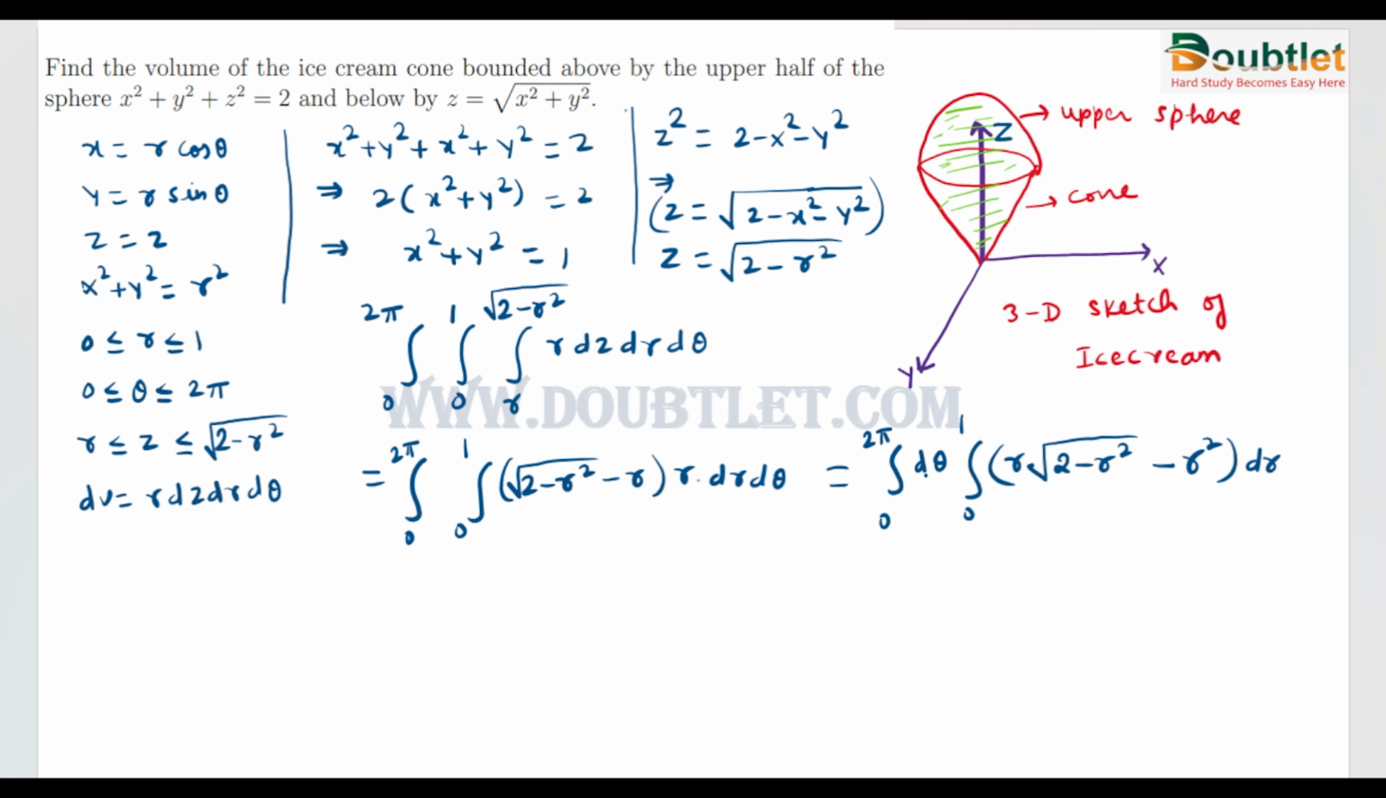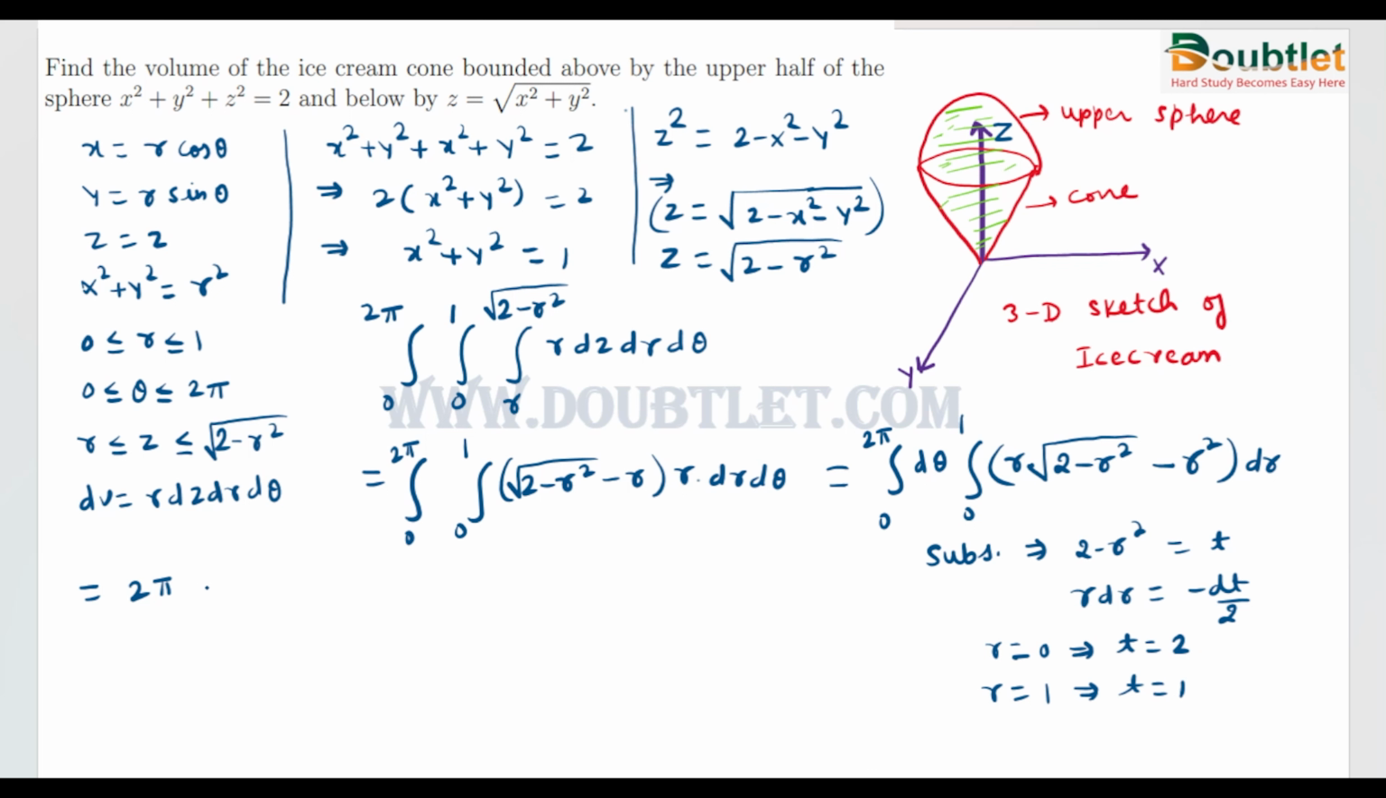So the d theta integral will be theta with limits 2 pi minus 0. So it is directly 2 pi, and then we have to solve these integrals separately. To solve this, we substitute 2 minus r square as t, then we get r dr equal to minus dt by 2. If we change the limits, if r is equal to 0, then t is equal to 2, sorry, and if r is equal to 1, then t value will be 1. So the limit will be from 2 to 1, and this is minus 1 by 2.